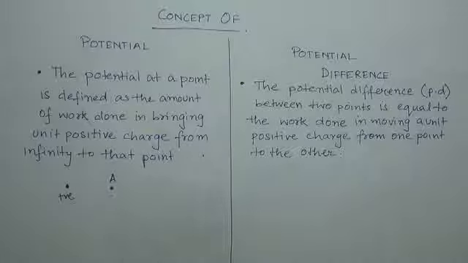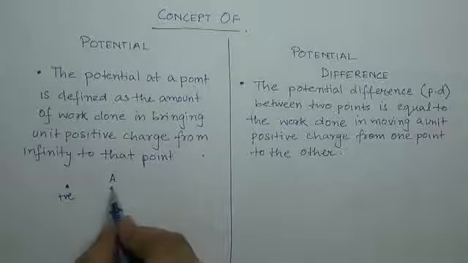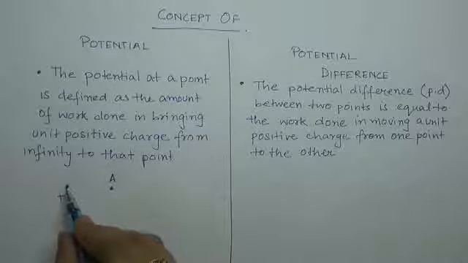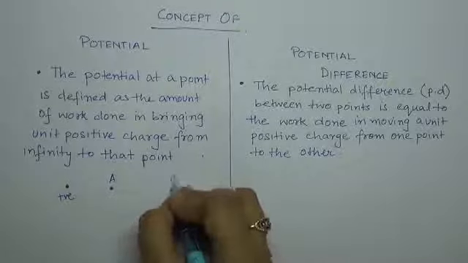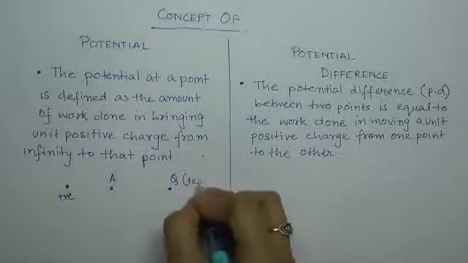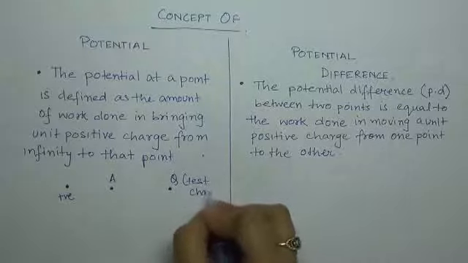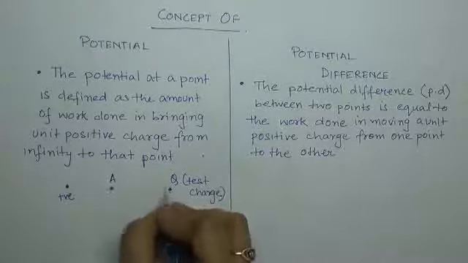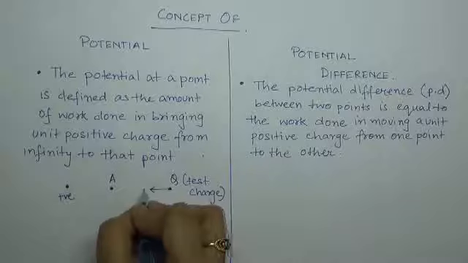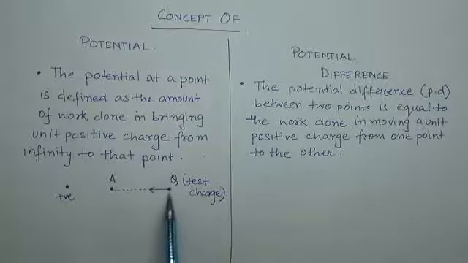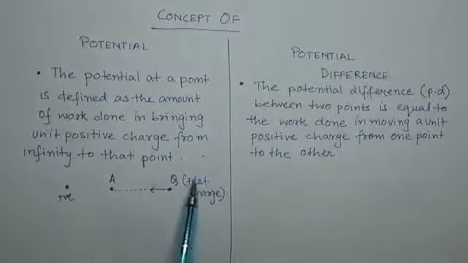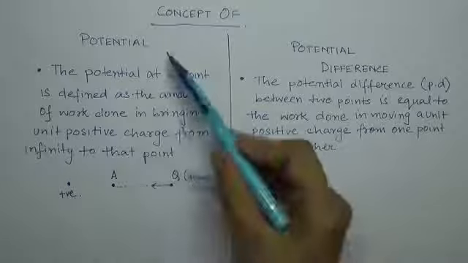Okay. To calculate the potential of point A due to this positive charge, you need to have a test charge which is at infinity. So suppose this is infinity and you have a test charge Q at infinity. Okay, what you are doing, you are bringing this test charge Q to this point A. The work done in bringing this test charge Q from infinity to this point A will be the measure of potential.